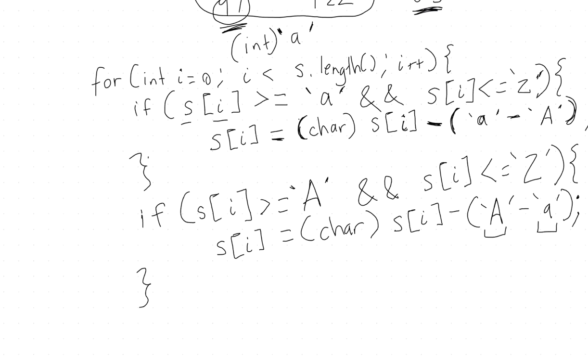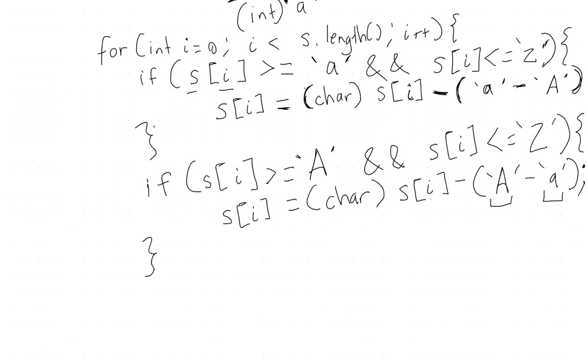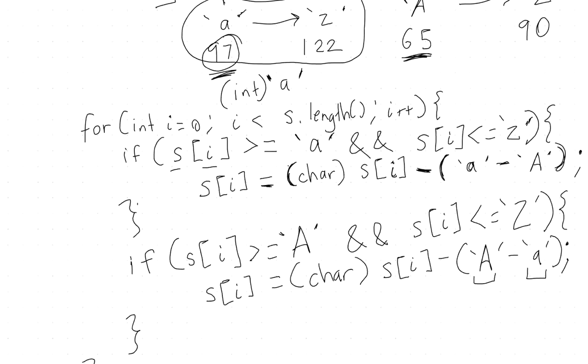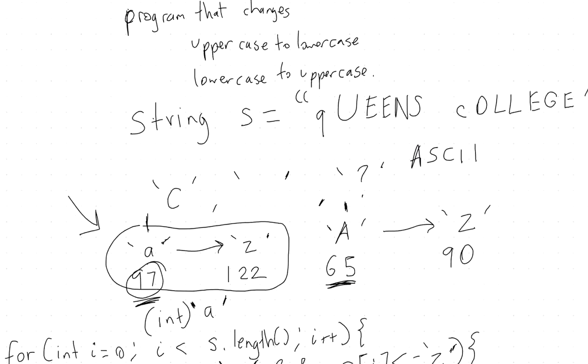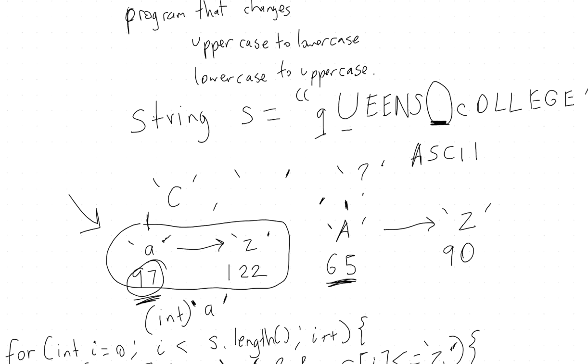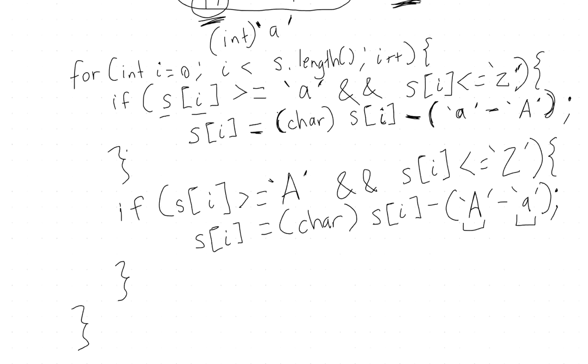So once you're done with this for loop, it'll go through every character in the string, check if it's uppercase or lowercase, and if it's uppercase, it'll convert it to lowercase. If it's lowercase, it'll convert it to uppercase. But if it encounters anything that isn't in that range, like the white space, it'll leave it alone. So this is how you work with cases.